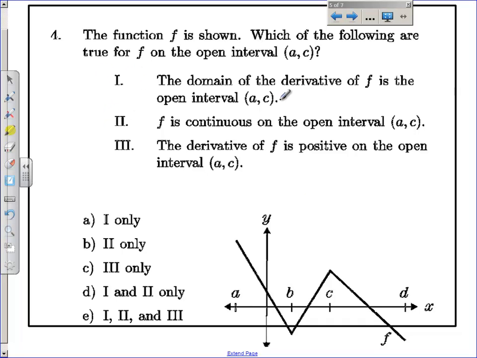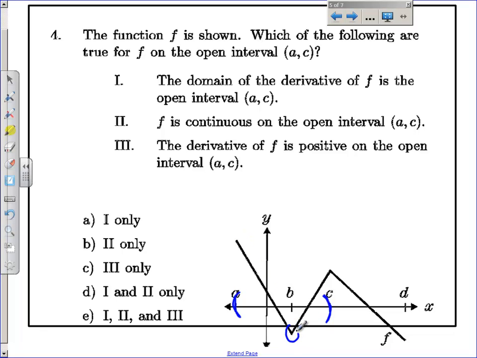The domain of the derivative of f is the open interval a to c. This means that you're able to take the derivative everywhere between a and c, not including the endpoints a or c. Remember, parentheses means we're not including a or c. So let's look. From a to c, can I take the derivative everywhere between those points? Well, everything's fine here because it's continuous, there's no sharp turns, no vertical tangent lines.